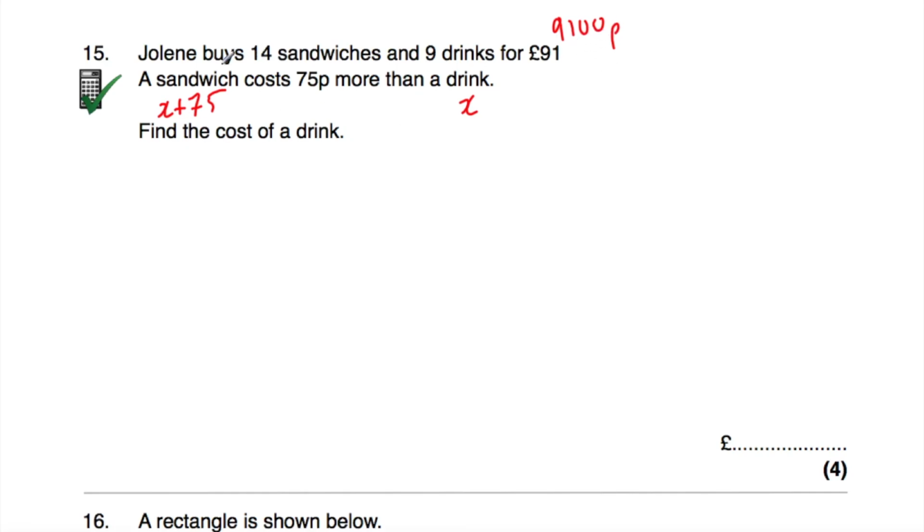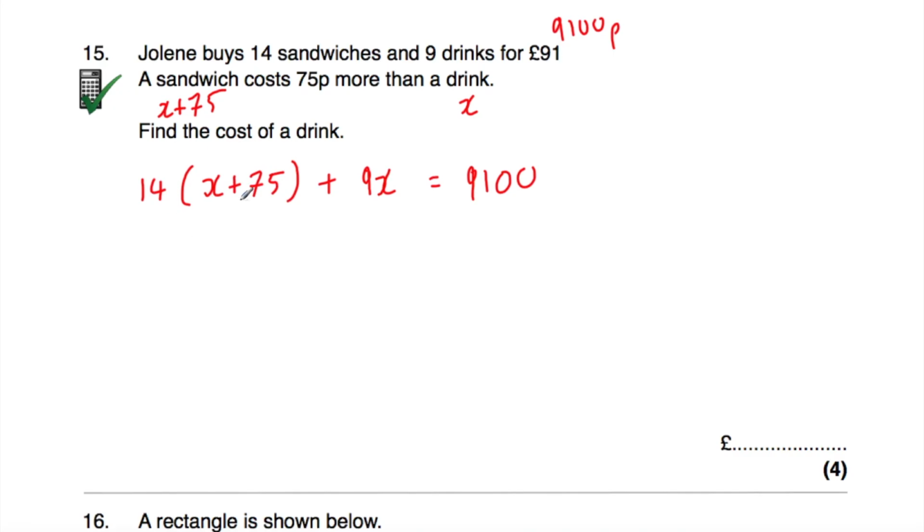So let's make an equation there because we've got 14 sandwiches, so that's 14 times this. So I'm going to put it in brackets, I'm going to do 14, then in brackets X plus 75, because it's 14 sandwiches, so it's 14 lots of X plus 75. And then we're told she buys 9 drinks. Now each drink is X pence, so we're going to times that by 9, so it's going to be 9X. And then that's equal to the total price in pence, which is 9,100. Okay, so we've now got our equation.